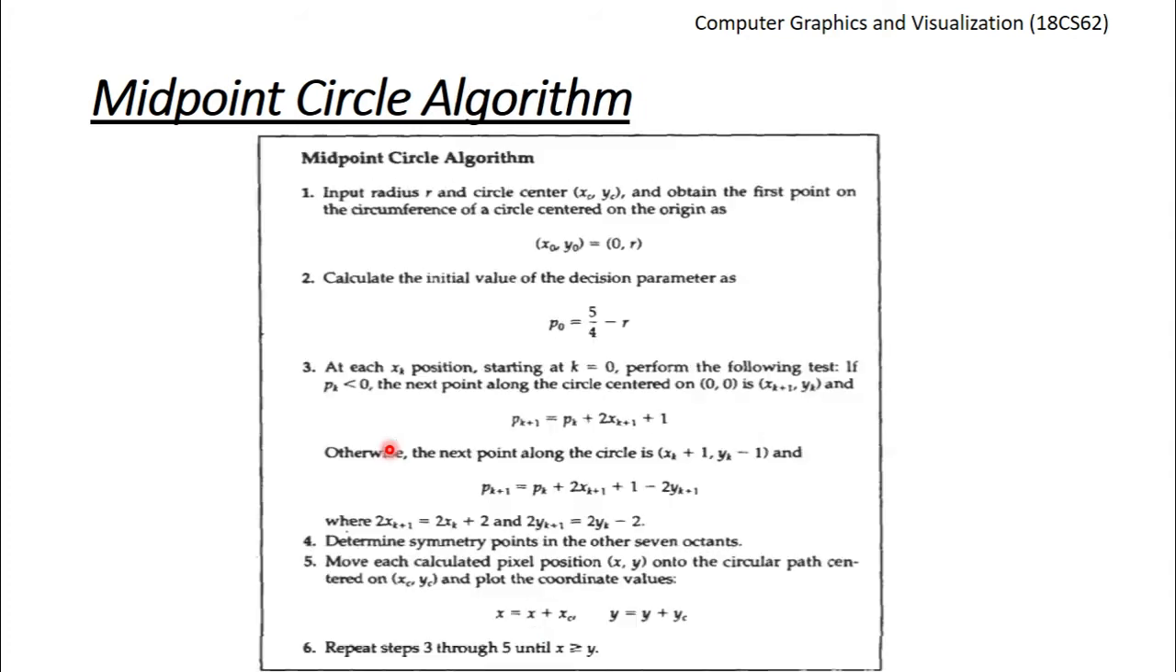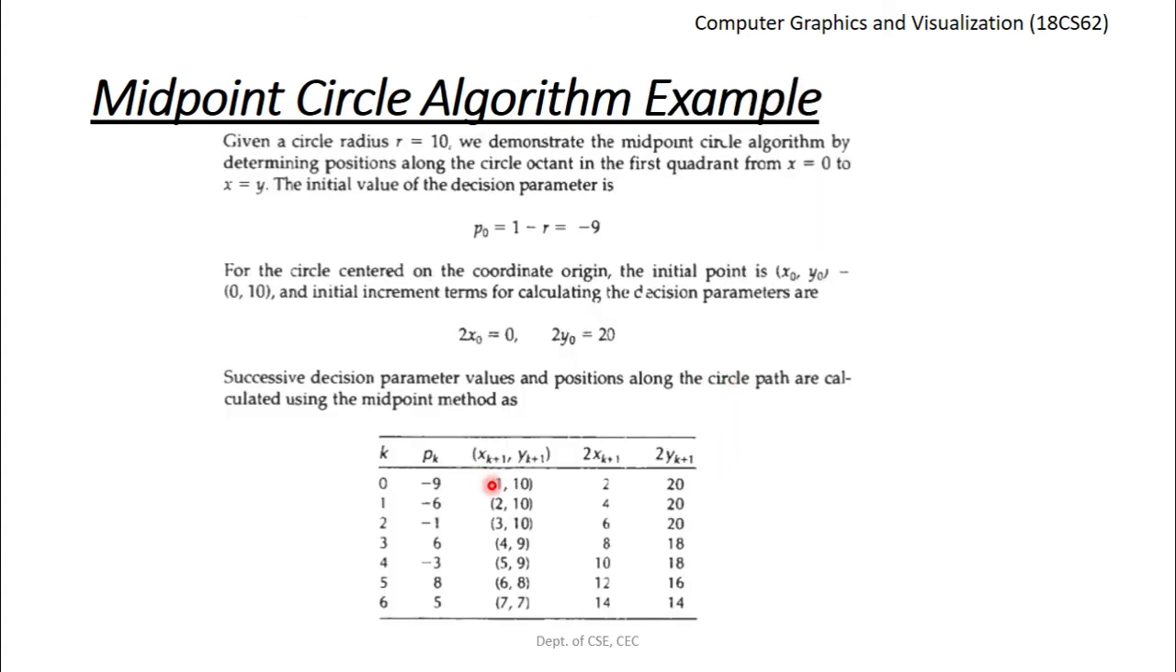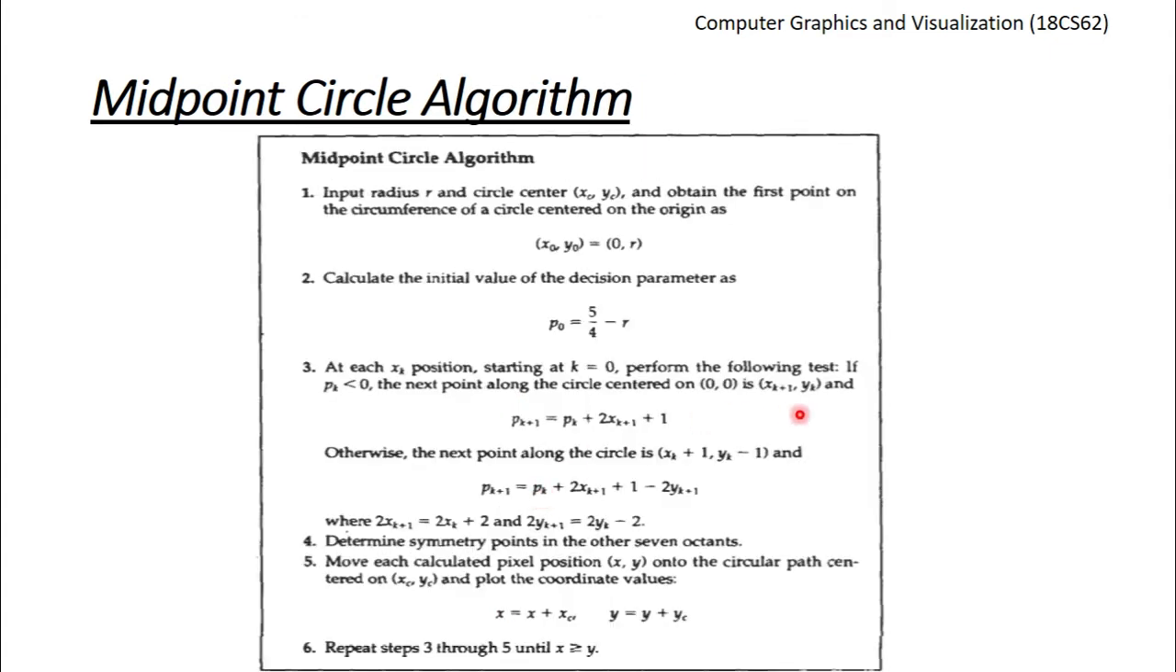So we have found the next point on the circle, xk plus 1 comma yk. We have incremented the value of x and retained the value of y as it is. Initial value of x was 0, we incremented it by 1, so it is 1 now. The value of y was 10, we have retained it as it is because that is given in your algorithm.